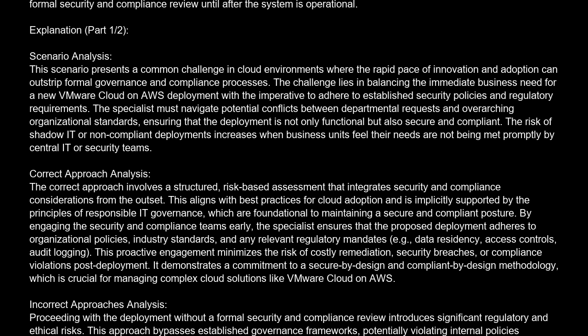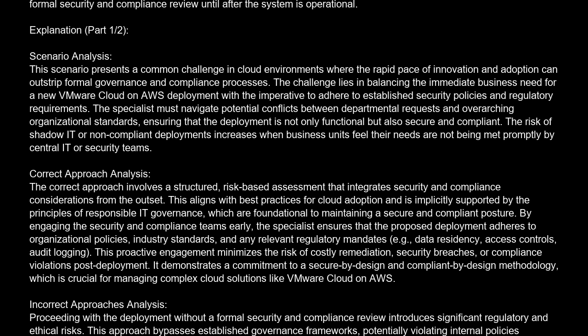The specialist must navigate potential conflicts between departmental requests and overarching organizational standards, ensuring that the deployment is not only functional, but also secure and compliant. The risk of shadow IT or non-compliant deployments increases when business units feel their needs are not being met promptly by central IT or security teams.